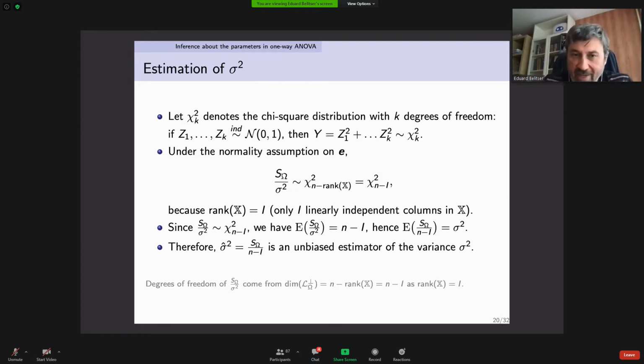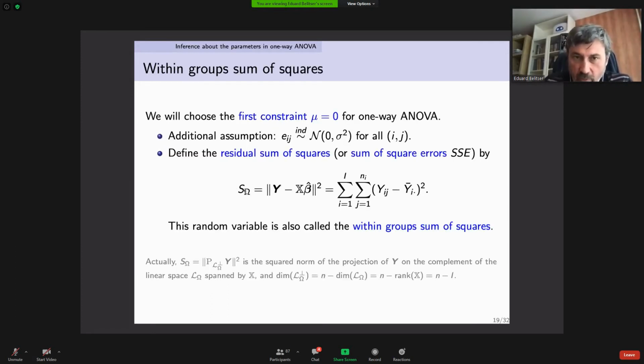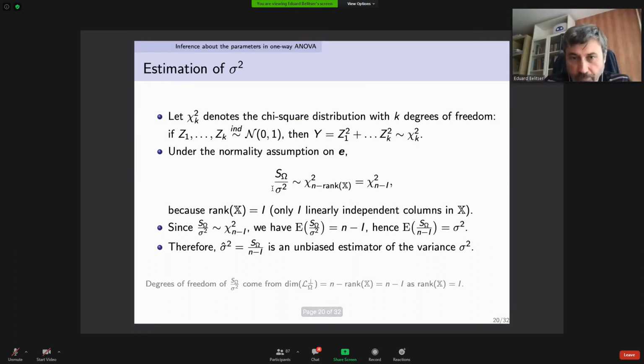So that S omega, if you divide it by sigma squared, turns out to have a chi-square distribution with n minus rank of X degrees of freedom. The matrix X has a rank, okay? This is the number of linearly independent columns.